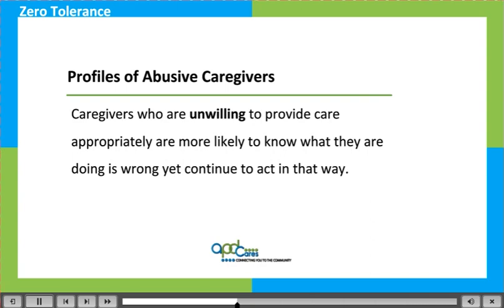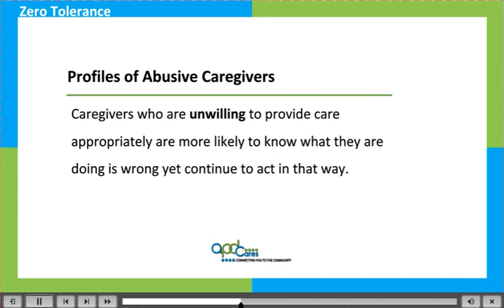Profiles of abusive caregivers. Caregivers who are unwilling to provide care appropriately are more likely to know that what they are doing is wrong, yet they continue to behave inappropriately. Research shows that these individuals will abuse, neglect, or exploit individuals with developmental disabilities over and over again as long as they are given the opportunity to do so.